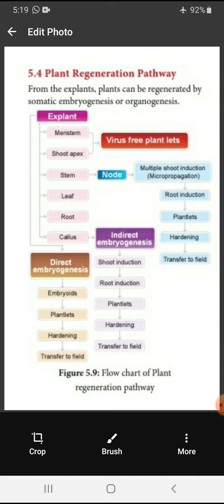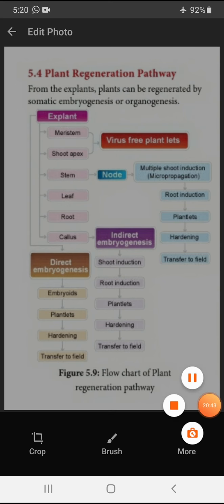In direct embryogenesis, the explant directly produces the embryoids, plantlets, hardening, transfer to field. Whereas in indirect embryogenesis, whatever explant we use, whether shoot, meristem, leaf or root, develops into callus. From the callus, it induces the shoot as well as root. Then production of plantlets undergoes hardening and finally transfer to field, which is indirect embryogenesis. We can also obtain virus-free plantlets produced by shoot apex meristem culture. So that's all for the plant regeneration pathway.